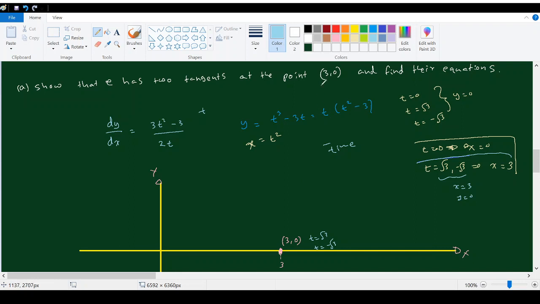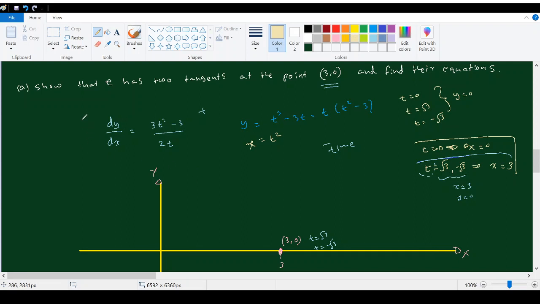For this point (3, 0), we have two t values. If you substitute both these t values, you will get the coordinate (3, 0). And to compute the slope, there's another thing you should notice.